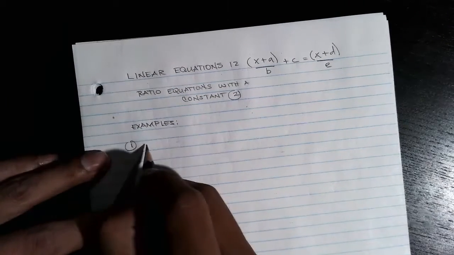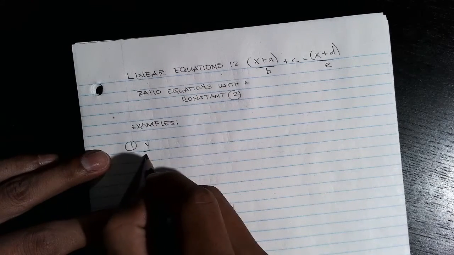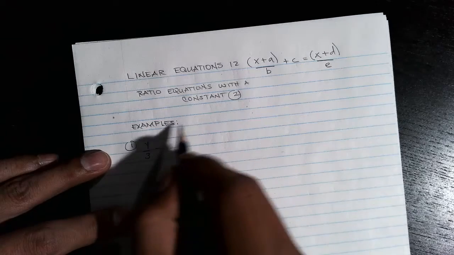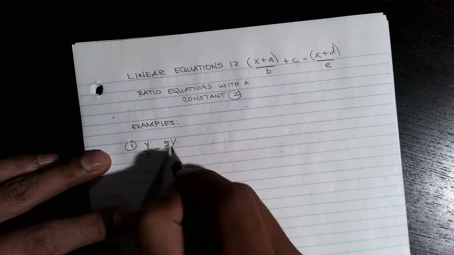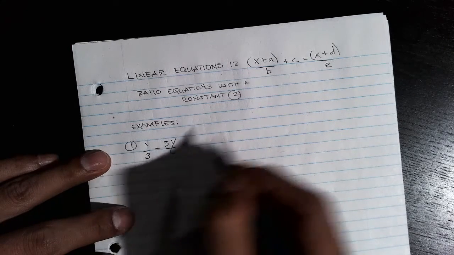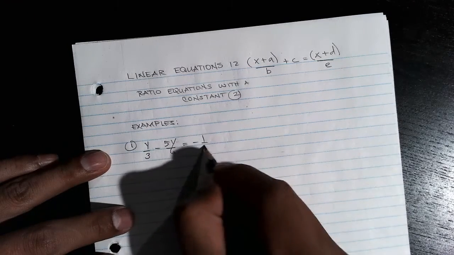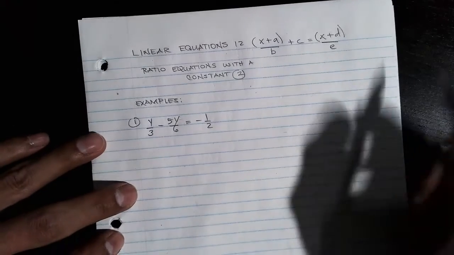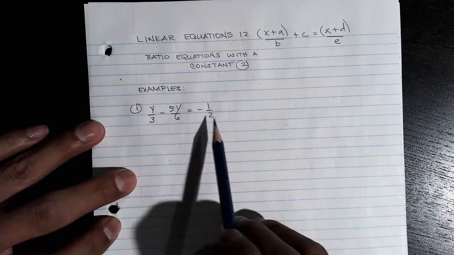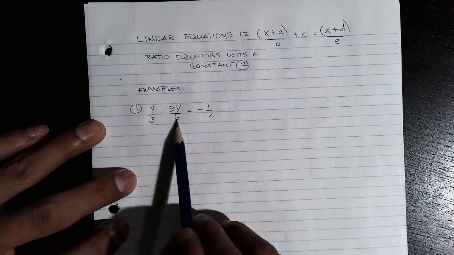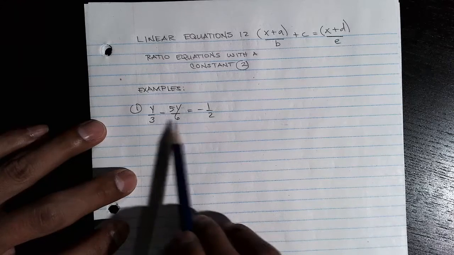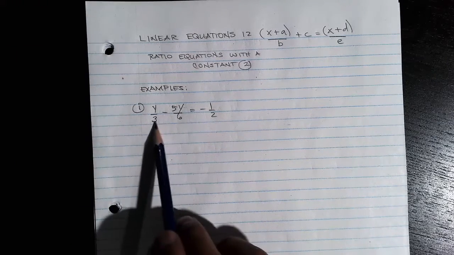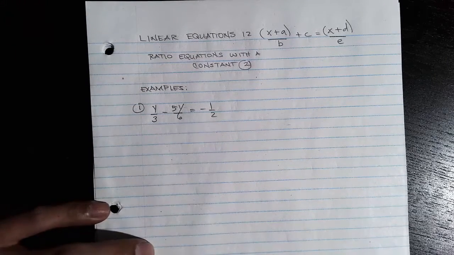Let's try this one first. y over 3 minus 5y over 6 equals 1/2. Pardon me, negative 1/2. Okay? So the goal for this linear equation is to get rid of these denominators under here. We don't want these 3, 6, and 2.